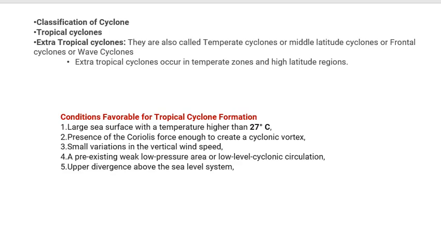What are the conditions favorable for tropical cyclones? First, a large sea surface with temperature higher than 27 degrees. Second, presence of Coriolis force. Third, small variation in the vertical wind speed. Fourth, a pre-existing weak low pressure area. And fifth is upper divergence above the sea level system. Now, the first one is sea surface with temperature higher than 27 degrees Celsius.